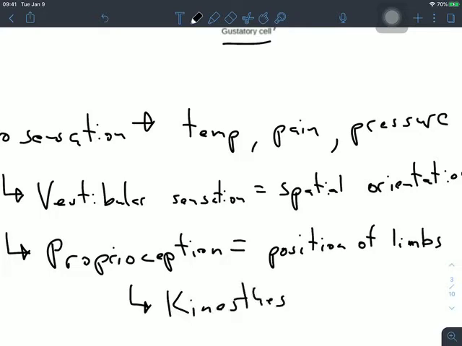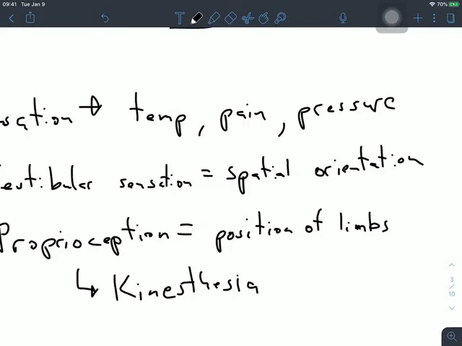with this being an E here, apologies for my handwriting. Kinesthesia, limb movement.